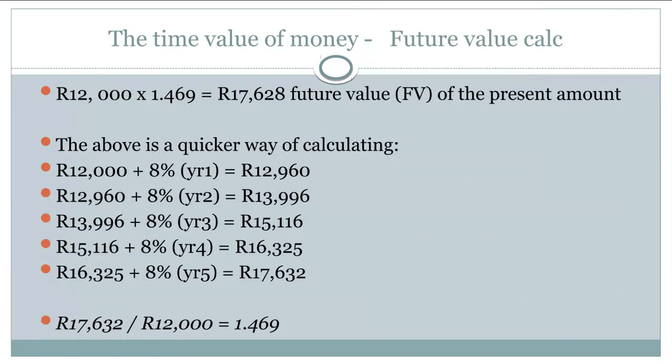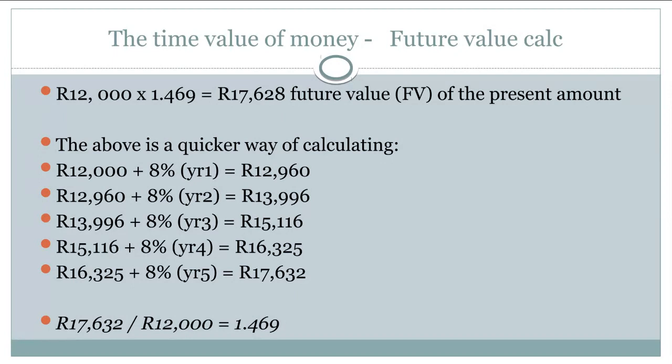So let's have a look at this. This is now working out a future value calculation. So we have 12,000 Rand. We are investing it at 8% for 5 years. We've looked up on our table that the future value factor is 1.469. I multiply my 12 by that factor and I get 17,628 Rand. That is then the future value of my present amount of 12,000.